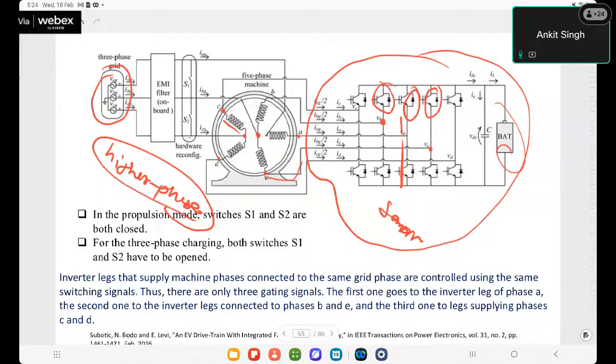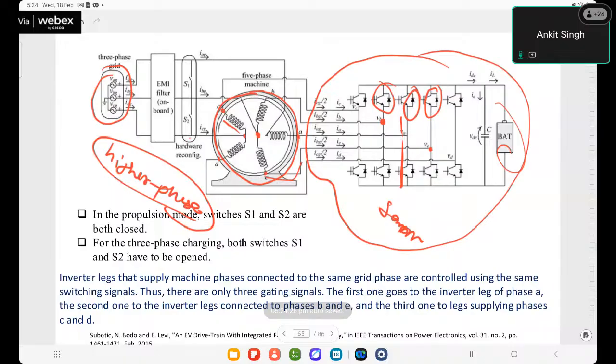So this is another reason why we use the multi-phase system in different configurations and different onboard charging configurations. But these multi-phase machines are not designed from the charging point of view, they are designed completely from the propulsion point of view.